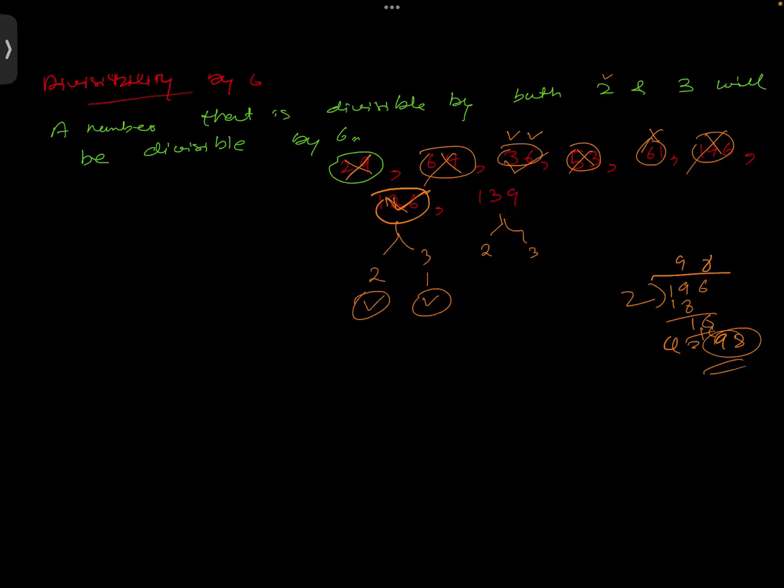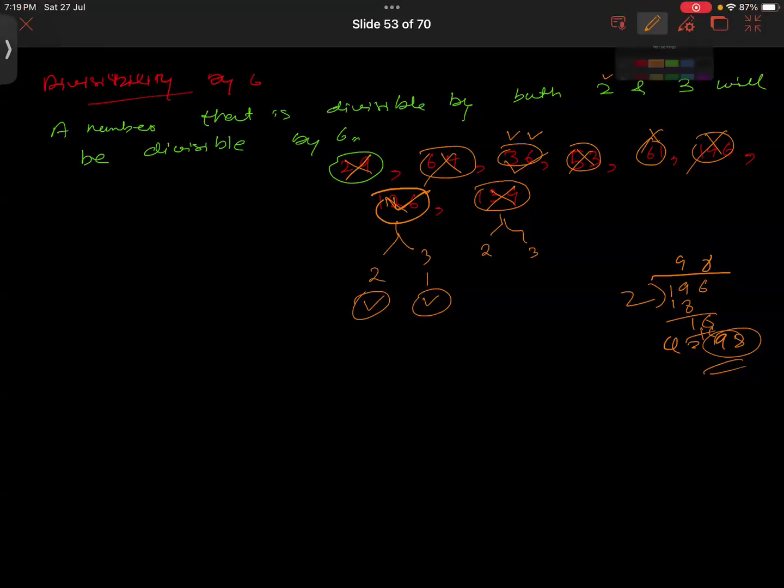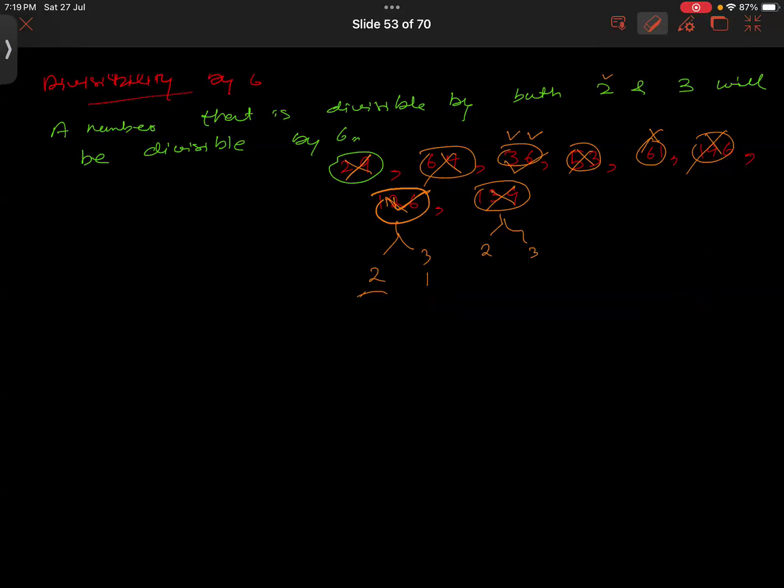So even if one of them is not dividing it, the whole number will not be divisible. In fact, it is not divisible by 3 also, because the sum is 13. 9 plus 1 is 10, 10 plus 3 is 13. So hope you have understood this exercise, how we have to do the divisibility check for the number 6, whether it is divisible by 6 or not.